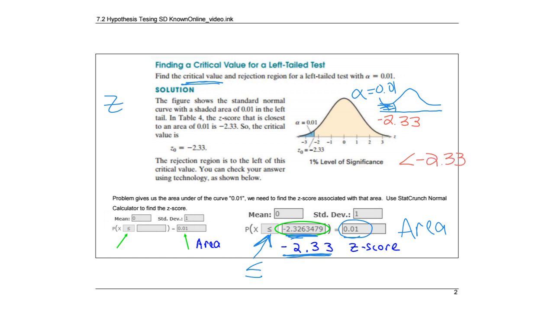And so at this point, if they gave me a different z-score, let's say they gave me a z-score of negative 3, well, negative 3 is to the left, and so I would reject. But if they give me a z-score of 1, then I'm on the right-hand side of the rejection region, and so I would fail to reject. But we'll look at some problems like that.